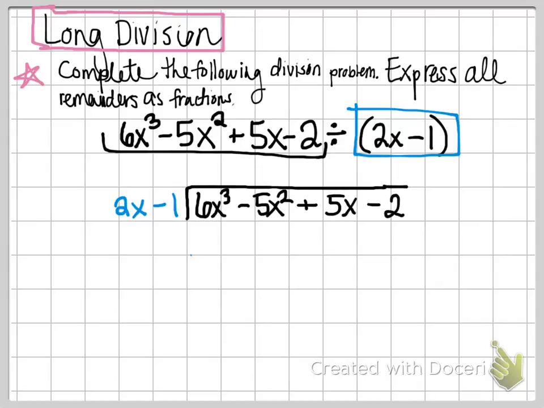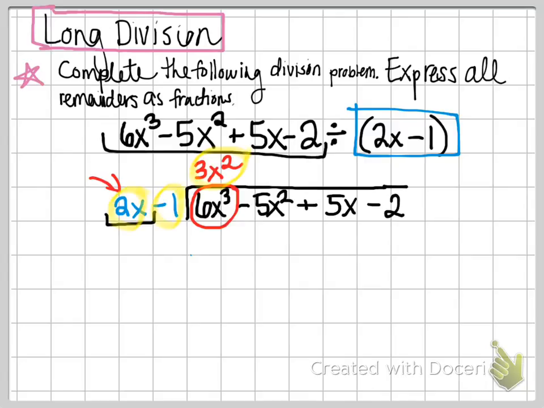Okay, so once you're all set up, the key thing you want to look at is this first term. So I'm going to ask myself, how many times can I divide 2x into 6x cubed? Right, so I'm only looking at this first term and then this first term. So if I divide 2x into 6x cubed, that gives me a 3 and an x squared, right? And then from there, I want to multiply this term times this and this.